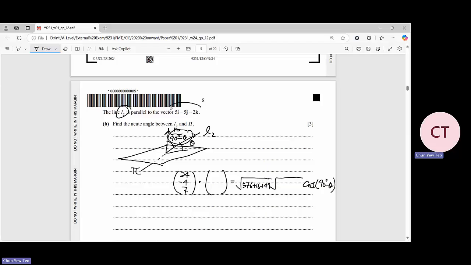And the directional vector for line number 2 is (5, -5, -2). This will be 25 plus 25 plus 4. Then cos(90 degrees minus theta) becomes sine theta. To find the acute angle, we put modulus. So this will be the modulus of (120 plus 20 minus 14) divided by the square root of 641, times the square root of 54.